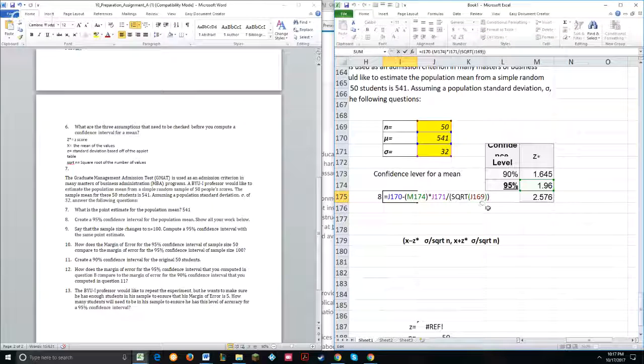Still pulling up as 532. Are all my numbers right here? Because I got the 5. Yeah, that's right. 541, 32, 1.96, 32, and 50. Yeah, those all seem to be the right numbers. The only thing I can think of is it's rounding it instead of going to 3 decimal places, because I actually have it to 3 decimal places.